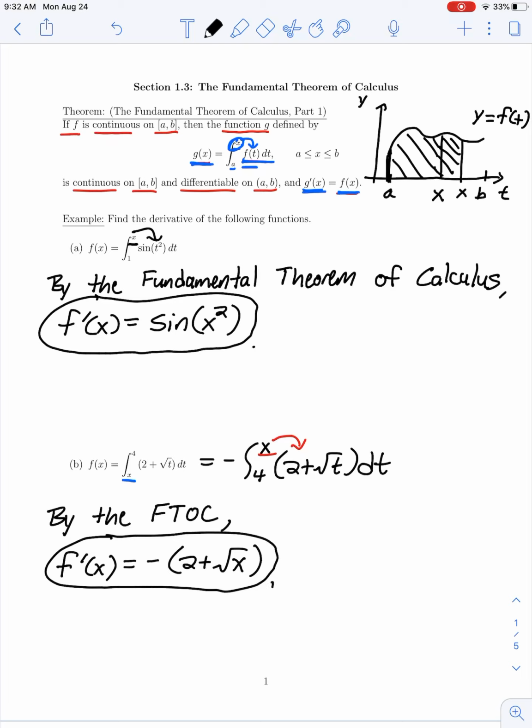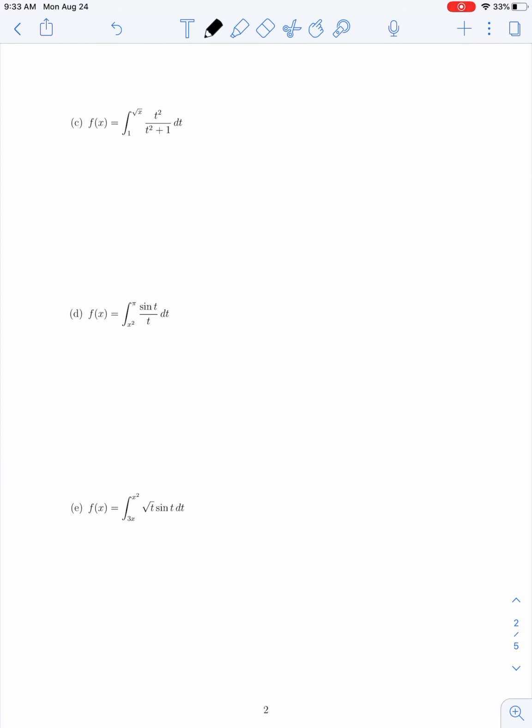So if you're working with a function where the variable is the lower limit instead of the upper limit, then we would need to reverse the order of those limits of integration by taking the negative of that definite integral, and then we can apply the first fundamental theorem of calculus directly, as we did in part A. So let's look at some other ones.